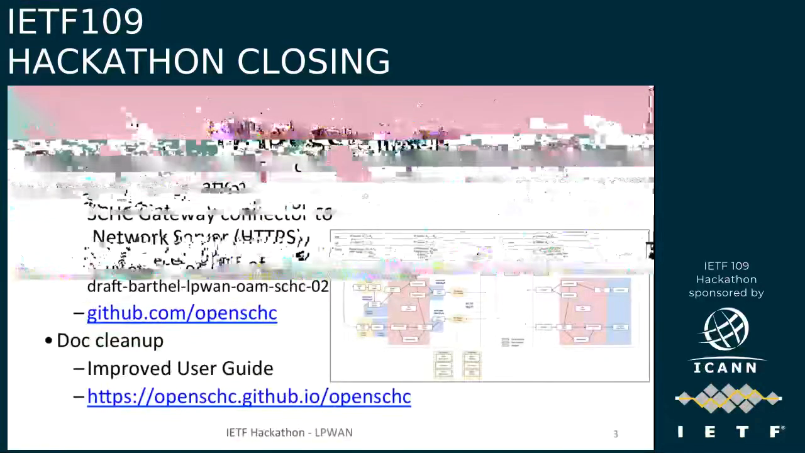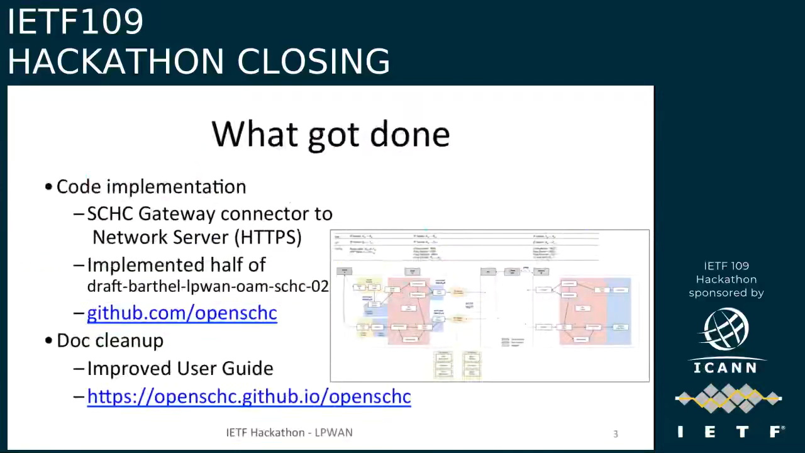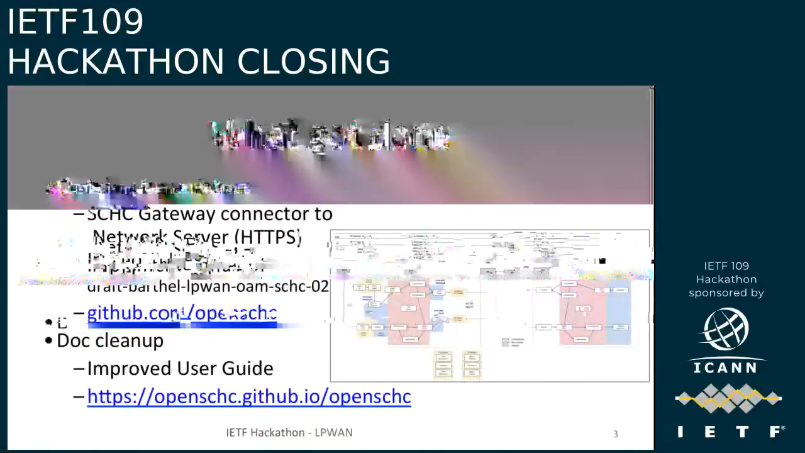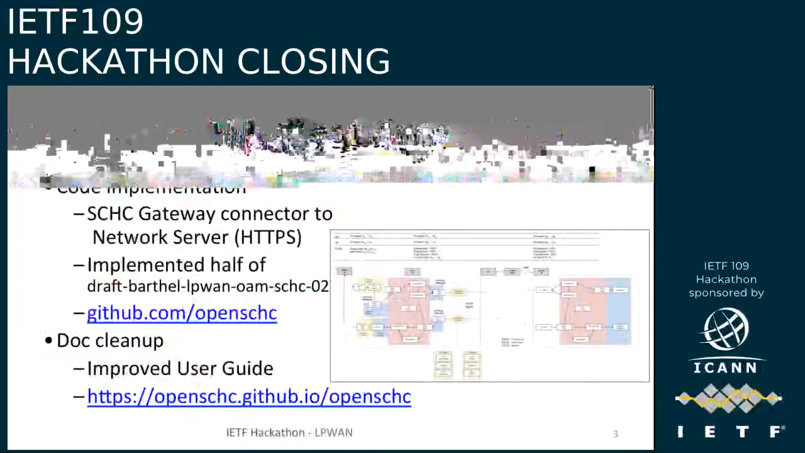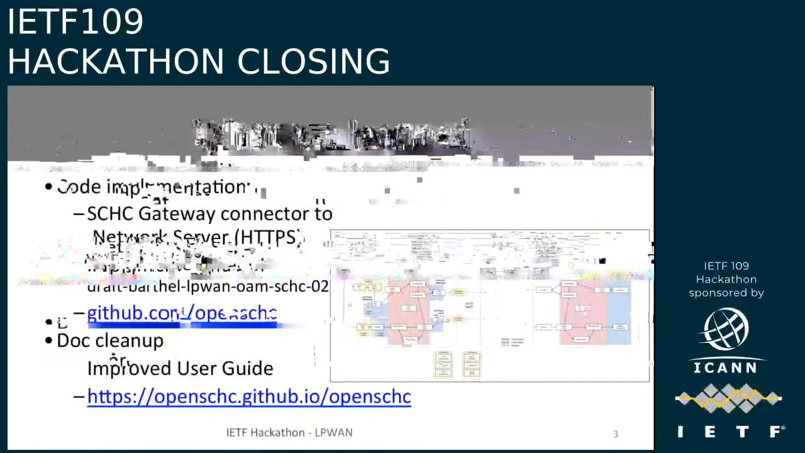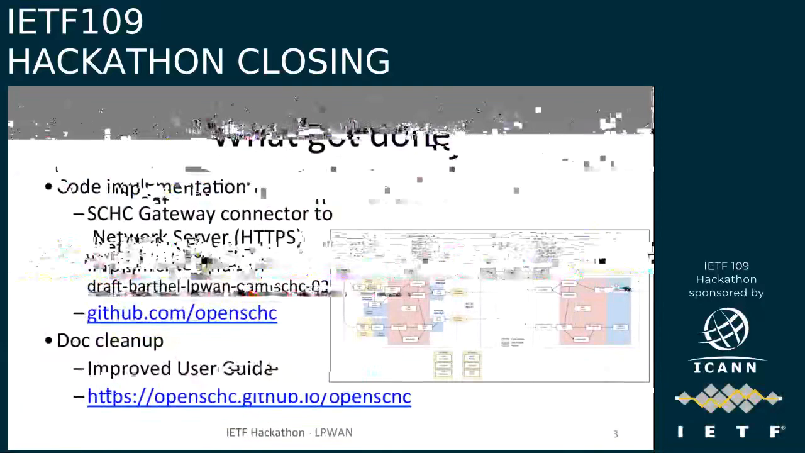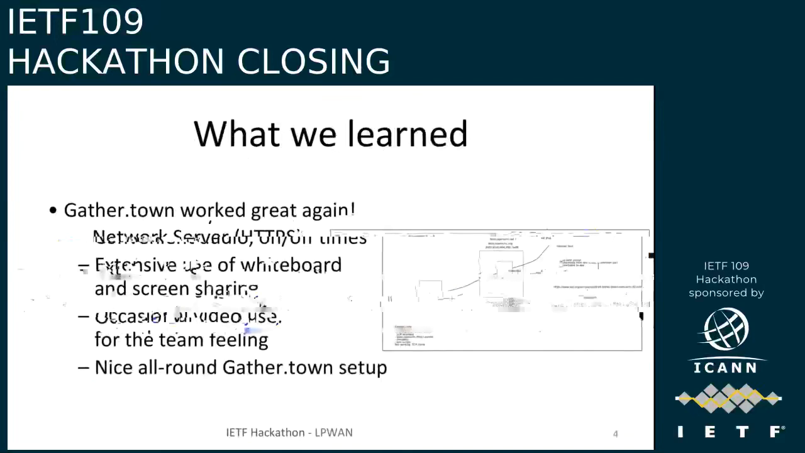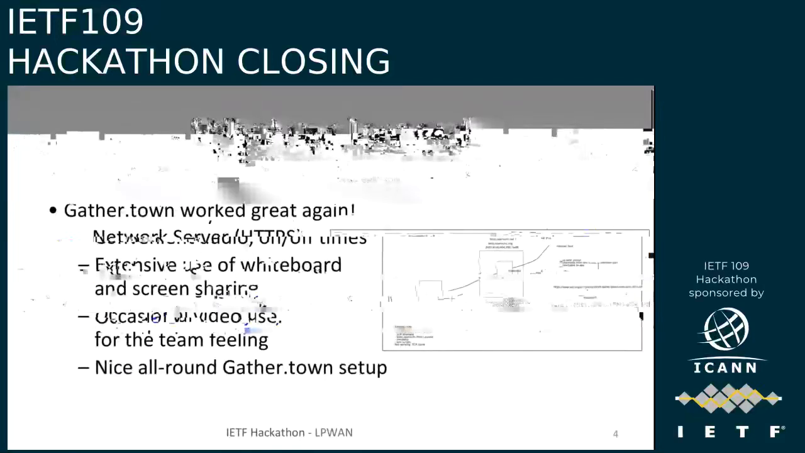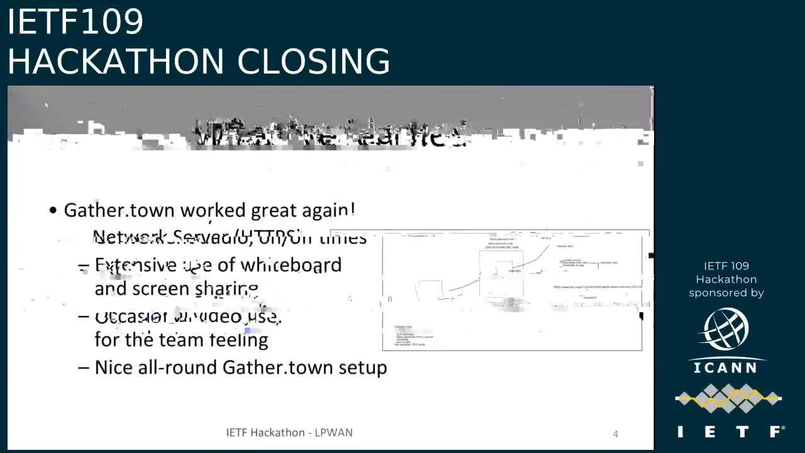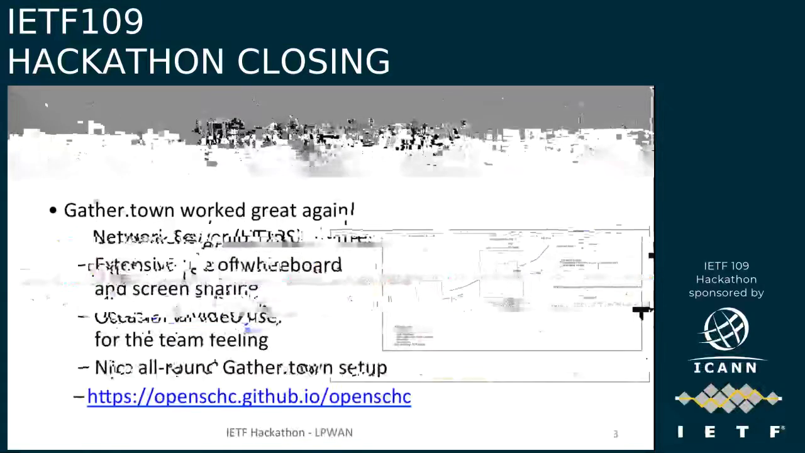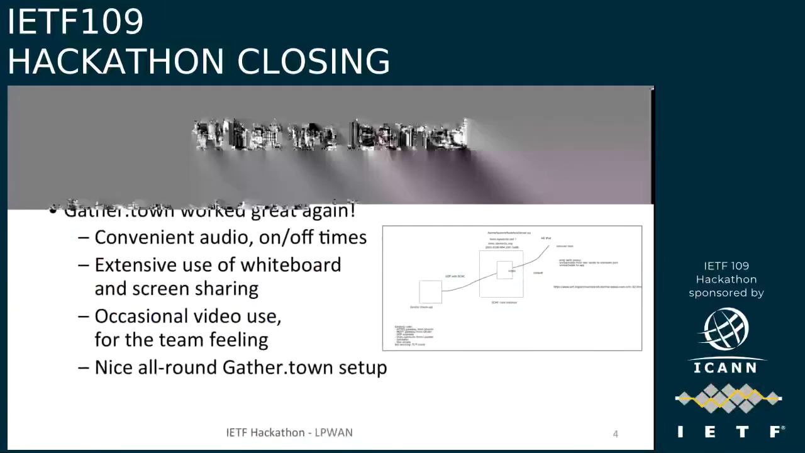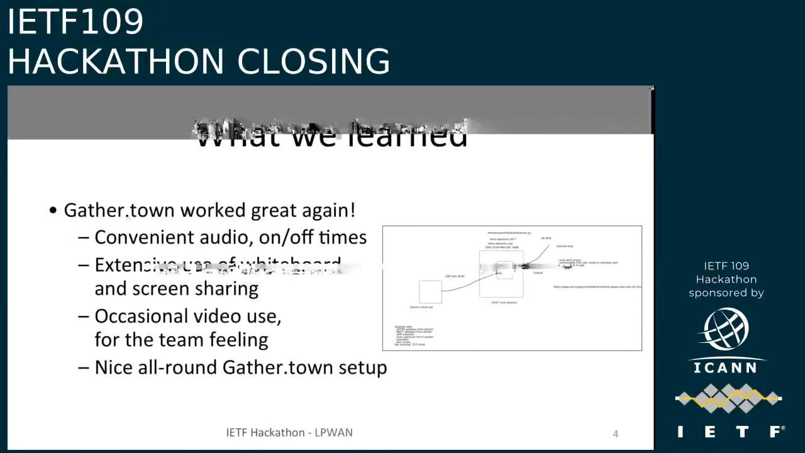And we also did some documentation cleanup. Now we have a user guide that's actually usable, which is better than it was before, because we had evolved the code, and the user guide didn't match that. And so what we learned, we loved using Gather.town. It worked great, again, even better than last time. We had the whiteboard that we used, you know, to compare notes, what's working, what's not, what do we do next.